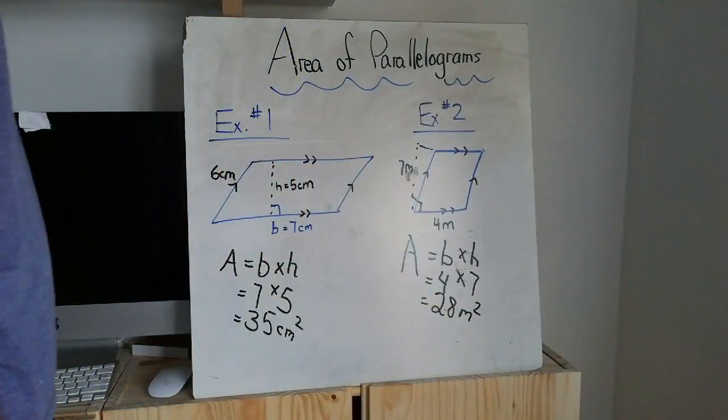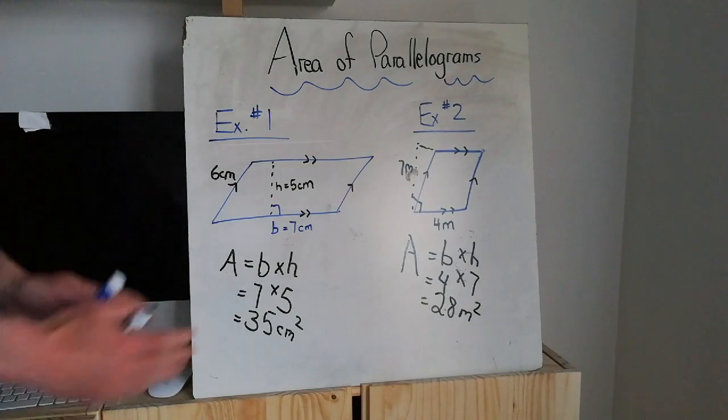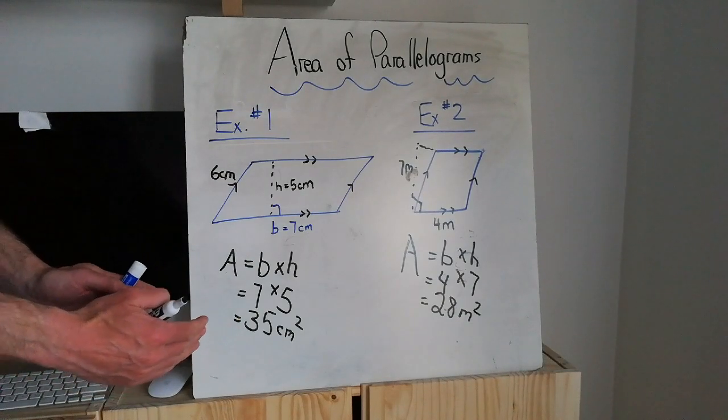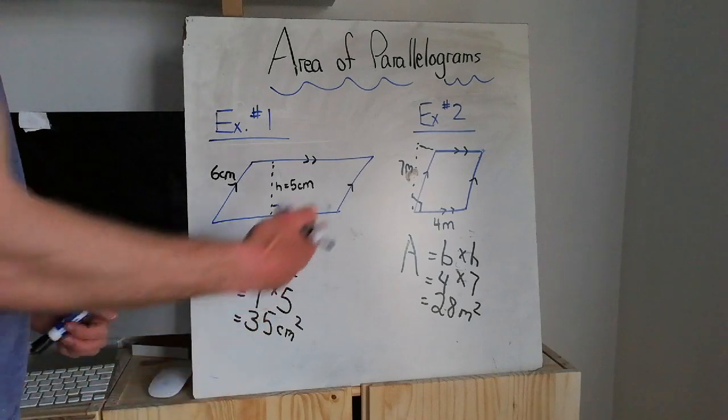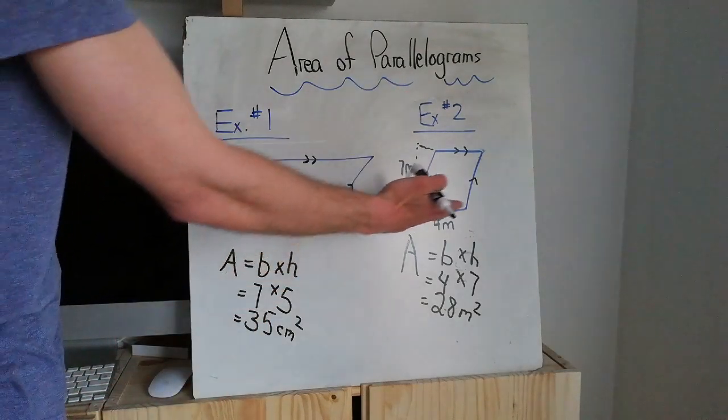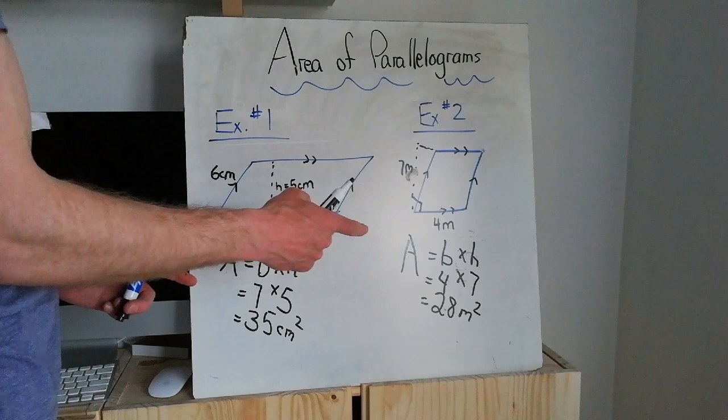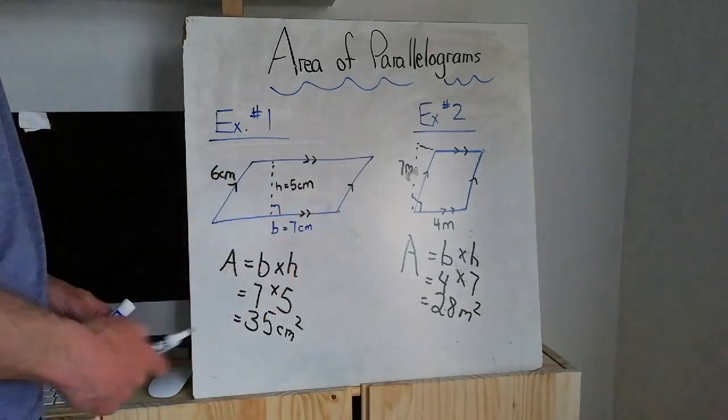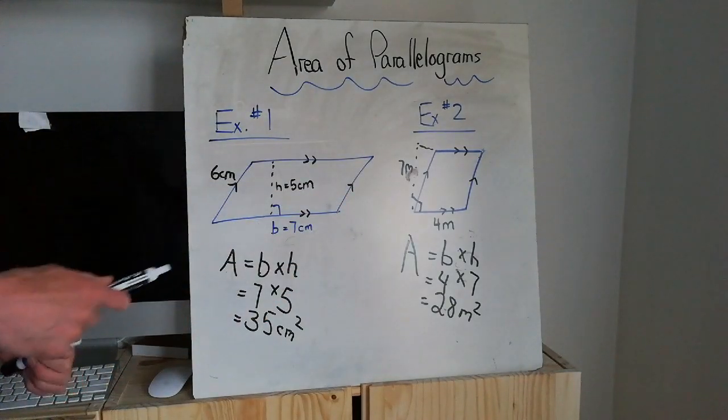Okay, so when you are working on your worksheet today, or when you see a parallelogram on a quiz or something, the height's always going to be given to you, so it shouldn't be that difficult. You just see those two numbers and you multiply them together in order to get your area.